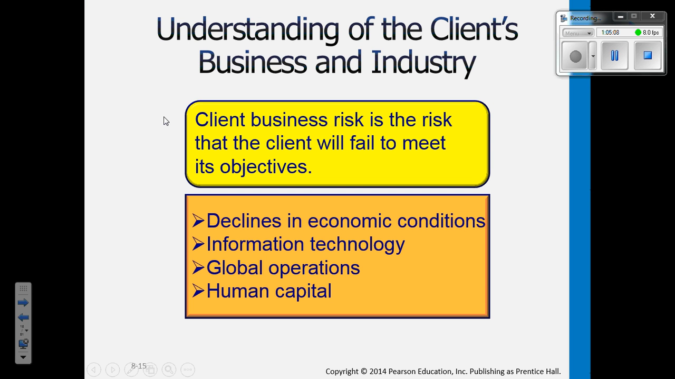Gaining an understanding. How would you gain an understanding of the client? Read about the industry. Read about the client. Talk with them. So what types of things might be risky for us? Declines in economic conditions, the economy as a whole, information technology changes. One thing that can make a client really risky is they have installed a new computer system. The old one's going out and the new one's coming in, and they're running both of them at the same time, right?